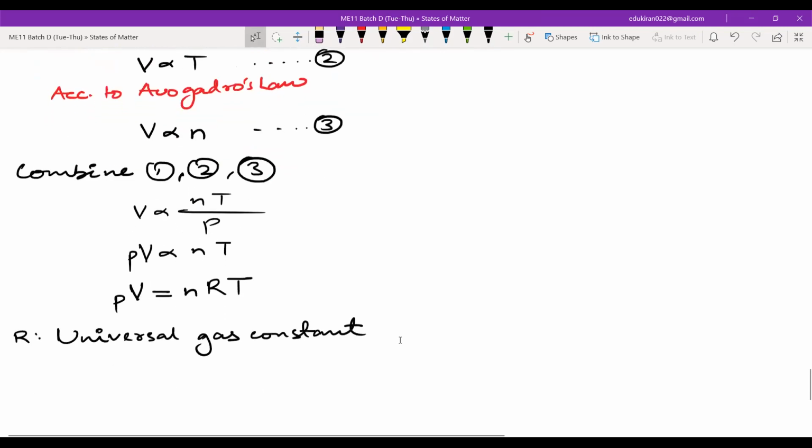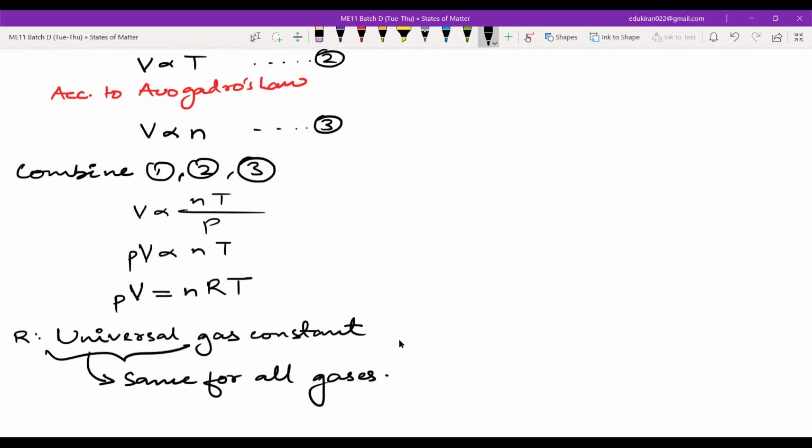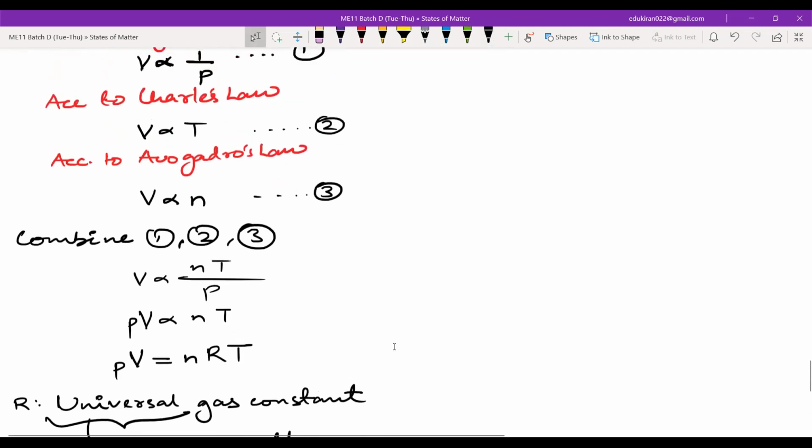Why is it said to be the universal gas constant? Because it is the same for all gases. The value of R is the same for all gases. Okay, so please write this.